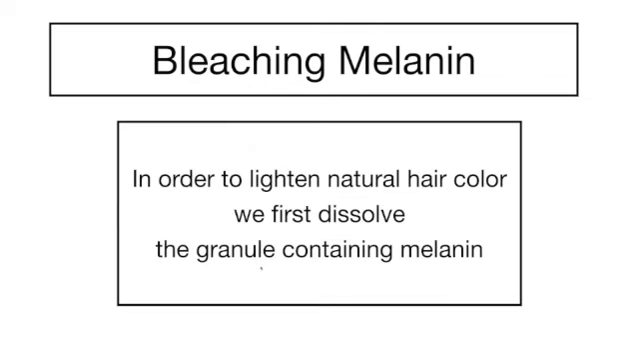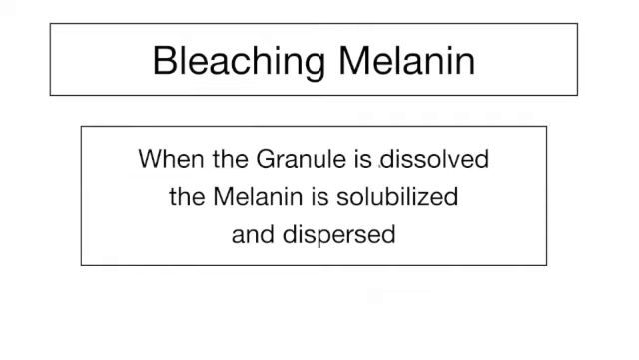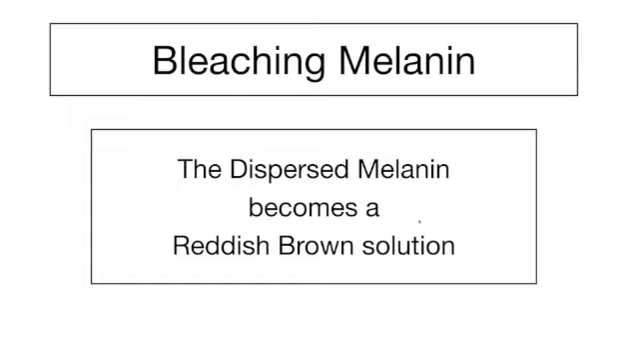We dissolve the granule containing the melanin. Then when the granule is dissolved, the melanin is solubilized, that means made into a liquid, and it disperses throughout the entire strand of hair. The dispersed melanin becomes a reddish brown solution, which means your hair then looks warmer than it did before you put any sort of a lightening agent on your hair.